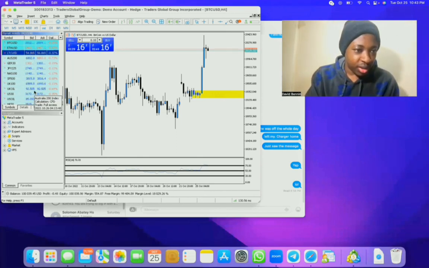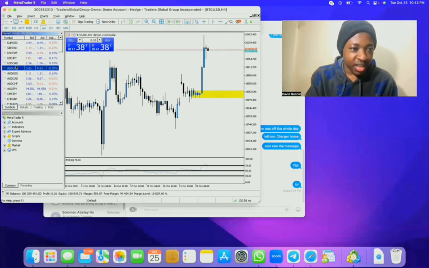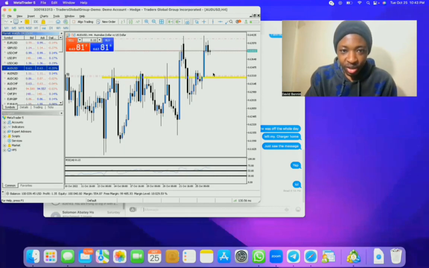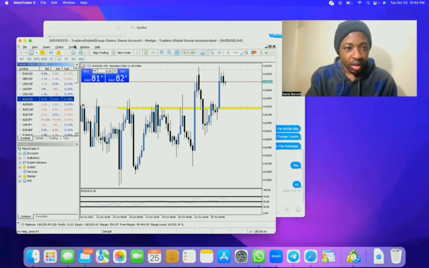How is this trade going? They just released AUD news, and I'm trying to scalp this down. Yeah, this is... how do you call it? This is a new challenge account I bought today, my forex funds account.